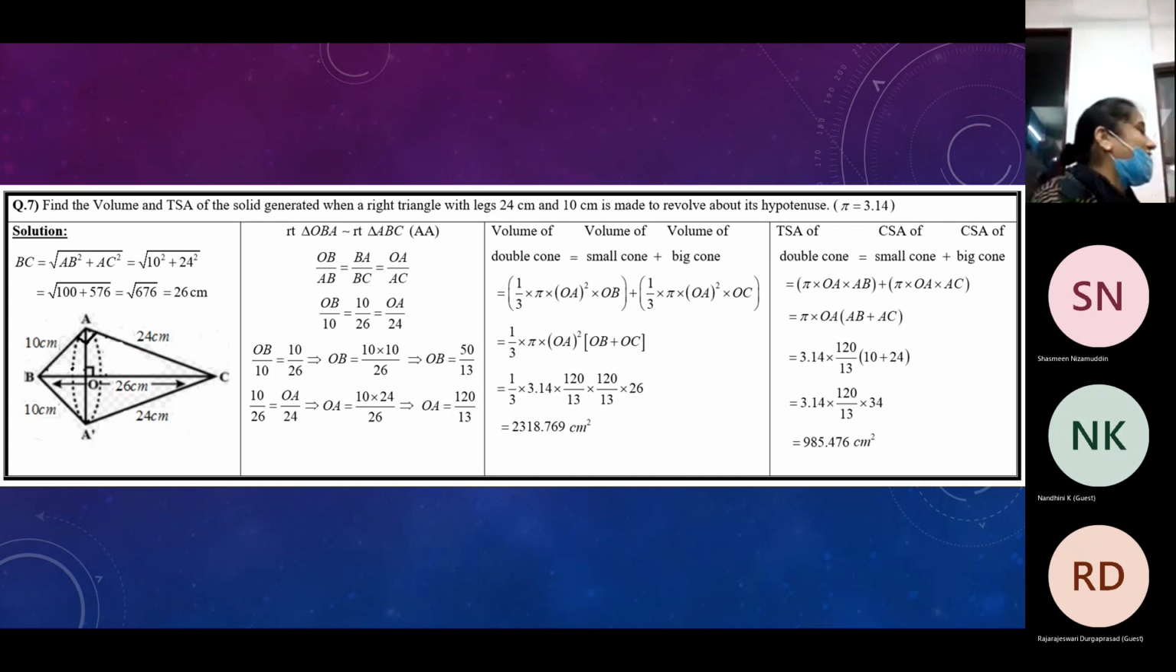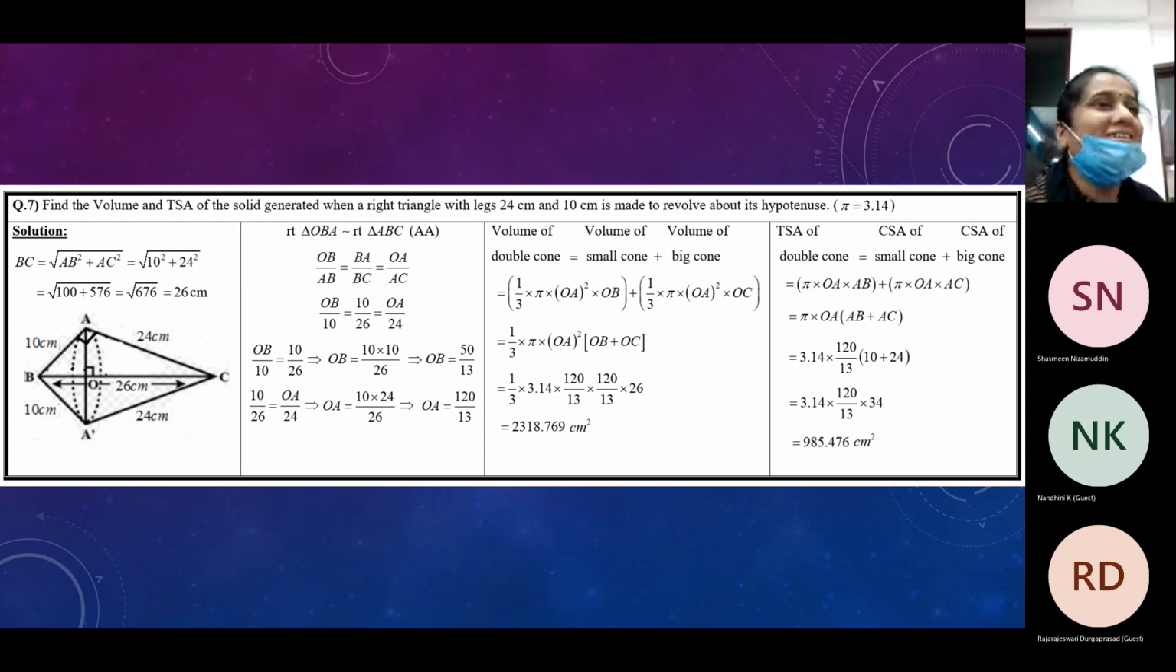Okay, tell me, what's the total surface area? What's the formula to find the TSE of a cylinder? 2 pi r into r plus h. Okay. Length of the diagonal of a cuboid. What's the formula to find the length of the diagonal of a cuboid? Very good.